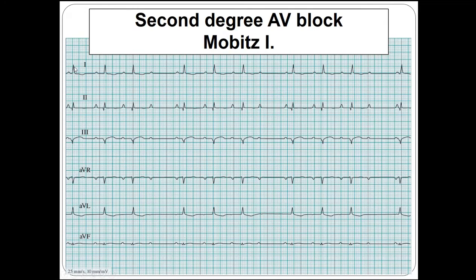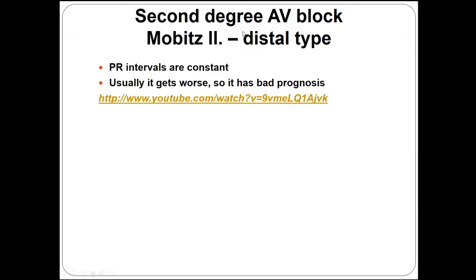Axis: lead 1 is positive, aVF is equiphasic. aVF is 90 degrees, perpendicular to it is lead 1, which is 0 degrees, so it's the horizontal axis. Fine. Next one, Mobitz type 2.